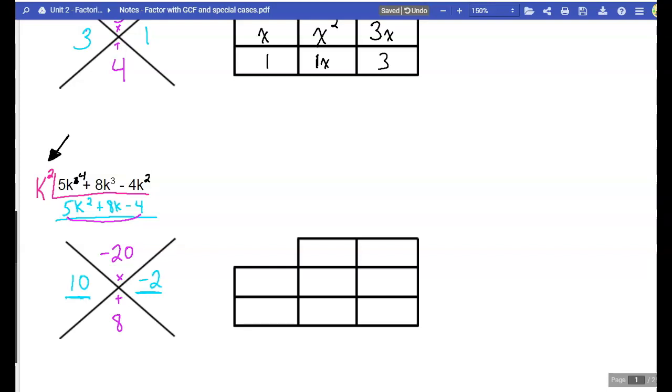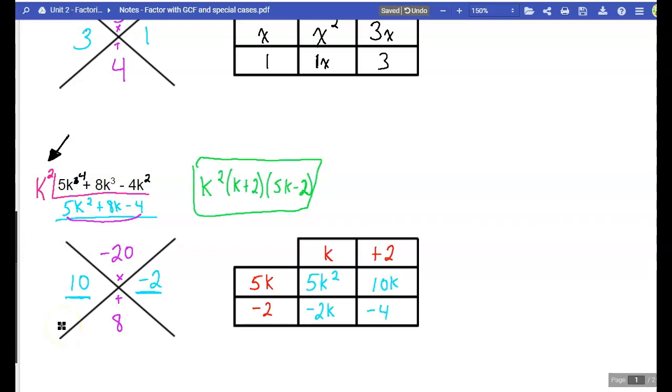So your answer better have k squared in the front and then 2 sets of parentheses. So go ahead and finish this problem on your own and see if you can select the correct answer. All right, how'd you do? Did you get k squared times k plus 2 times 5k minus 2? If you got that, you did it right.